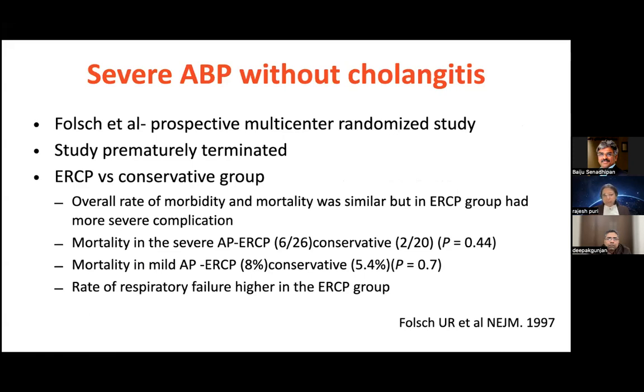The second group is severe acute biliary pancreatitis without cholangitis. What does the literature say? A prospective multicenter study was prematurely terminated. Why? Because they saw that the overall rate of morbidity and mortality was similar, but the ERCP group had more severe complications, more respiratory failure. The mortality in severe acute pancreatitis was higher in the ERCP group.